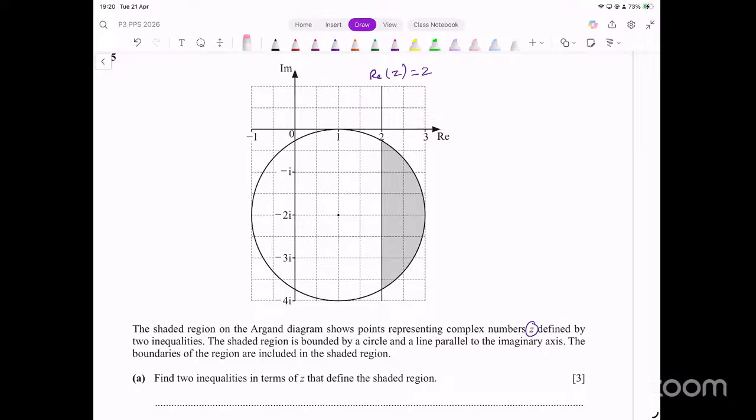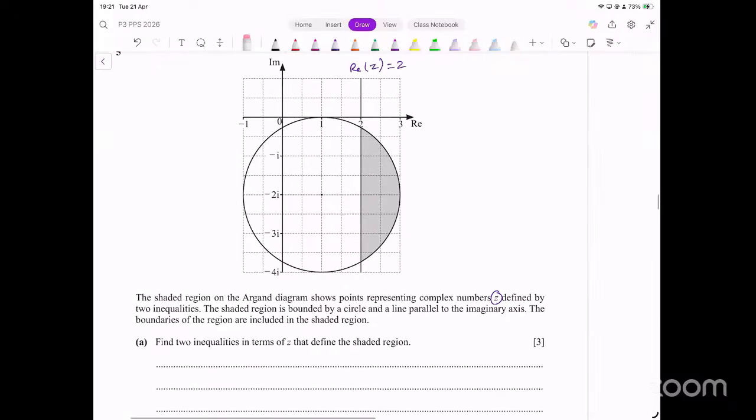Okay. Now, since we have to be to the right side of this, what is the inequality going to be? We will say the real part of z is greater than or equal to 2. That is the inequality that we would get. Greater than or equal to. That's the first inequality that we've got.